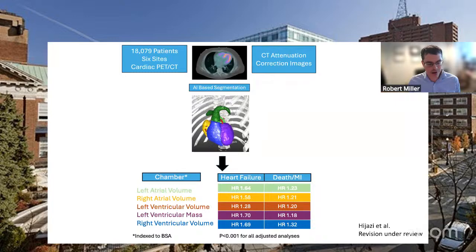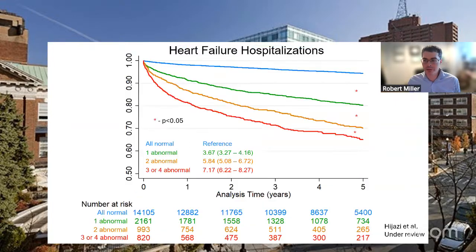We've gone on to look at the same thing in PET scans, and the interesting thing is here they actually are better at predicting heart failure. If you look at the number of chambers with abnormal volume, you can see that patients with 3 or 4 abnormal chamber volumes had a 7-fold increased risk of heart failure hospitalization compared to patients with normal volumes. And I think this is something as cardiologists we say, well, yeah, we already know that. But the big difference here is that these could be automatically derived during your perfusion scan to provide incremental benefit.